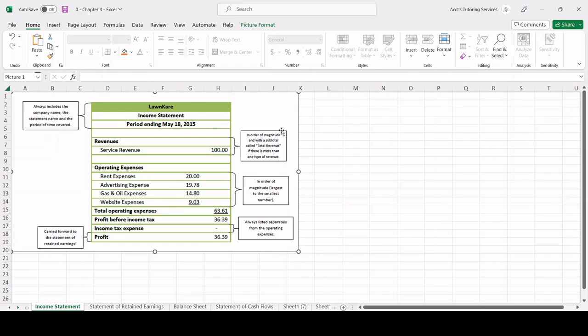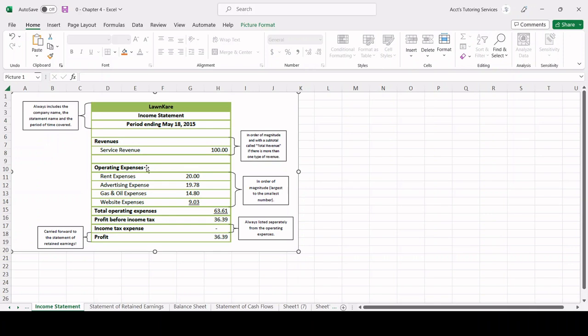In order of magnitude and with a subtotal called total revenue, if there is more than one type of revenue. When they say in order of magnitude, that simply means the largest to the smallest number. In this case, since we only have one revenue account, this goes directly into this column over here, service revenue for $100. Let's just say hypothetically we have service revenue for $100 and then rent revenue for $20. 100 plus 20 will give us total revenues, which will go over here as 120. But that's not the case for this specific example.